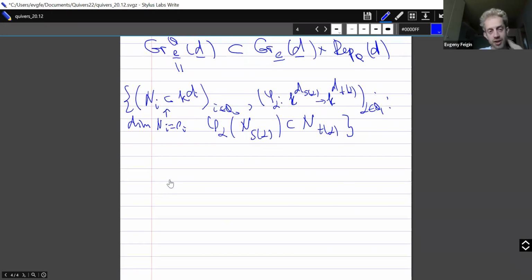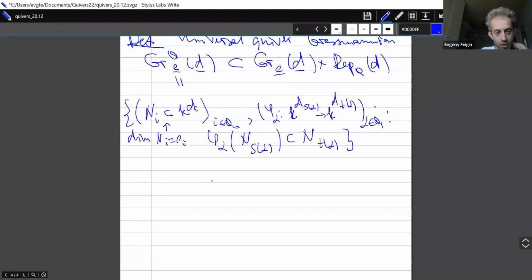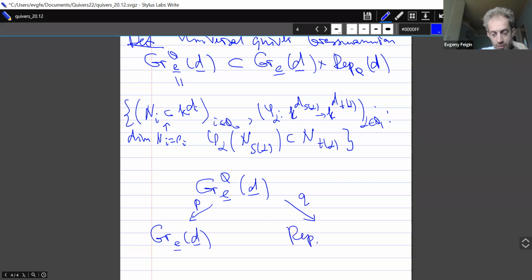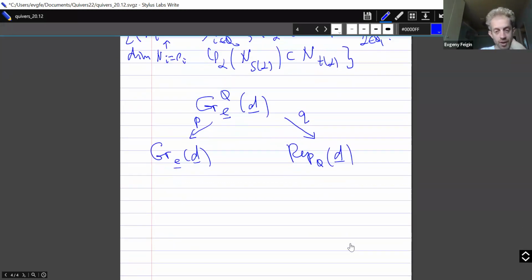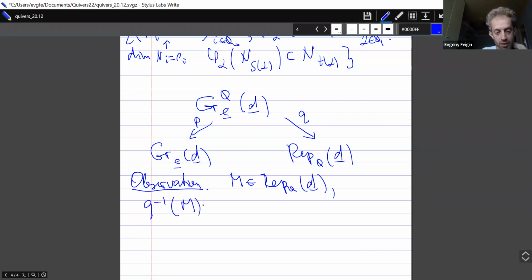Now let's understand what this guy looks like. First of all, we have the projection maps, p from the universal Grassmannian to the product of Grassmann varieties, and q to the representation space Rep(Q, D). Let us state a first lemma. Well, it's not actually a lemma, it's an observation. If we take M a point in Rep(Q, D), then what is q inverse of M?